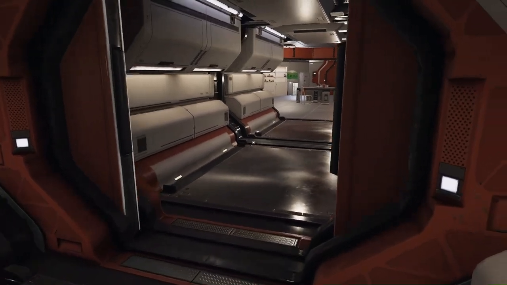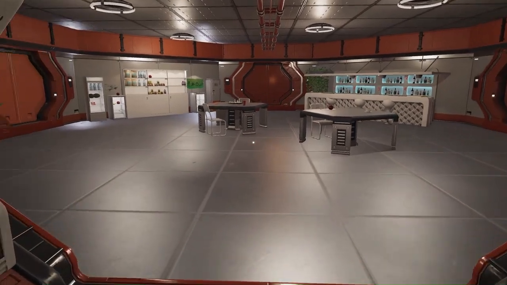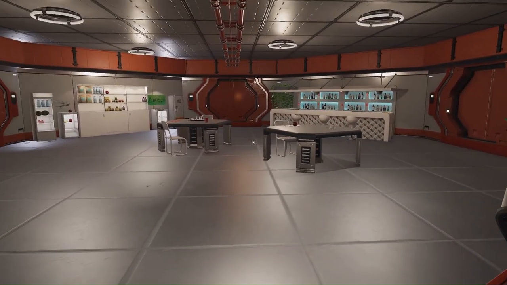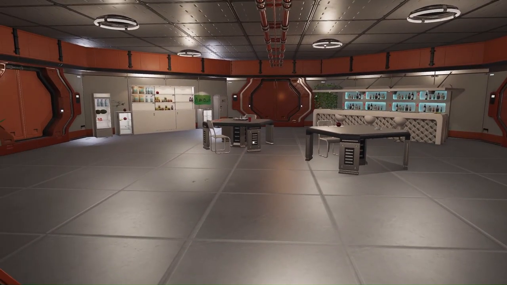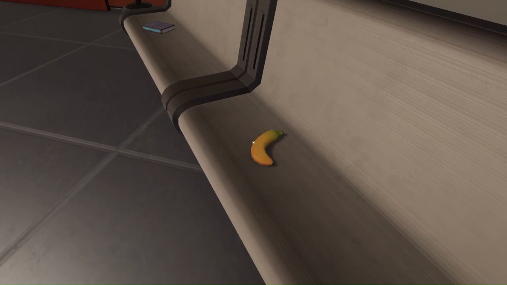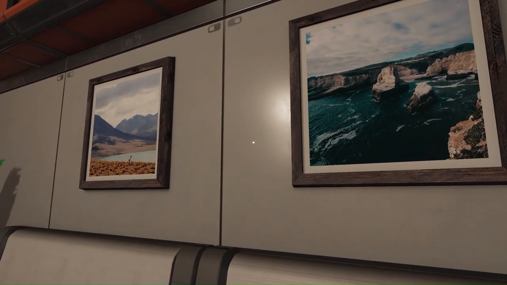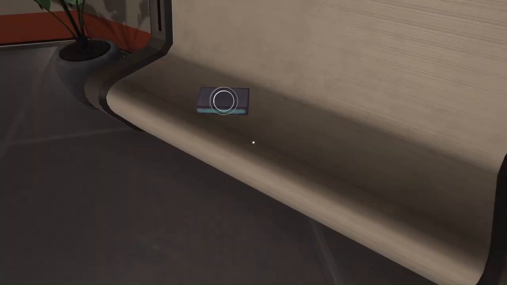Break room. Let's check it out. Oh, this is a lovely break room. Absolutely gorgeous one. Ooh, it looks like there's going to be something with the bottles over there. Banana, clearly very important. Actual photos.